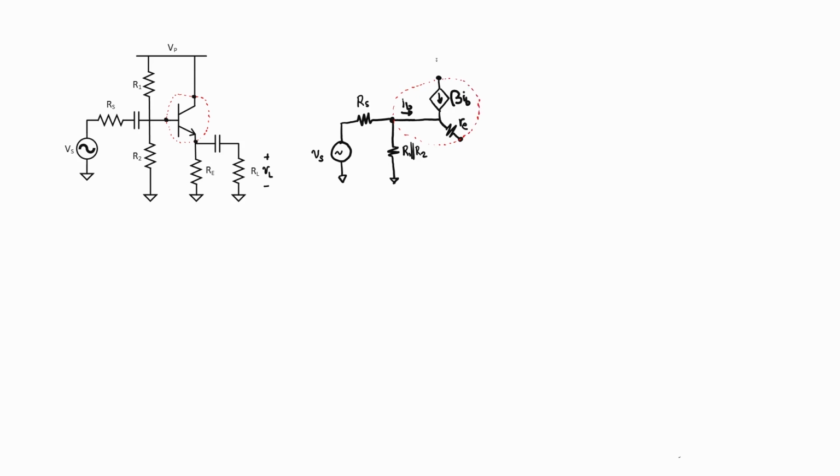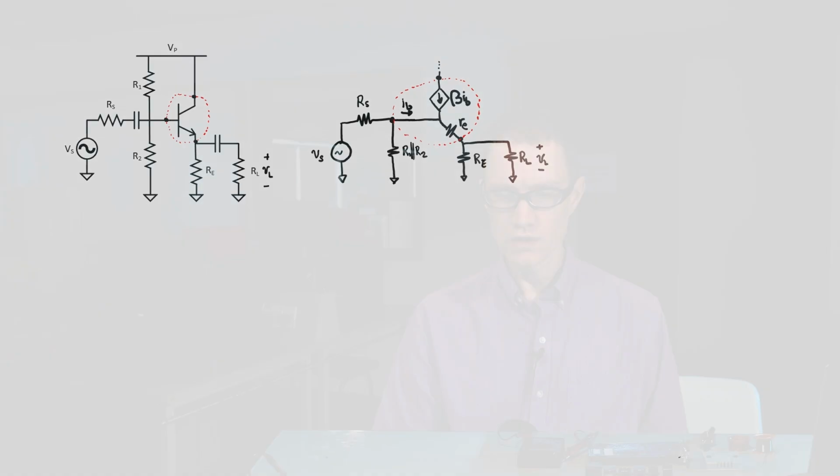Since this is a current source, it doesn't really matter what it's connected to up here. Down at the emitter, I'm going to go ahead and draw the resistors R sub E and the load resistor R sub L. Again, my goal here is to find the gain, so I'm interested in knowing the load voltage, V sub L, divided by the source voltage, V sub S. The circuit drawing here is still a little bit too complicated to extract the load voltage directly, so I'm going to take one more simplification step.